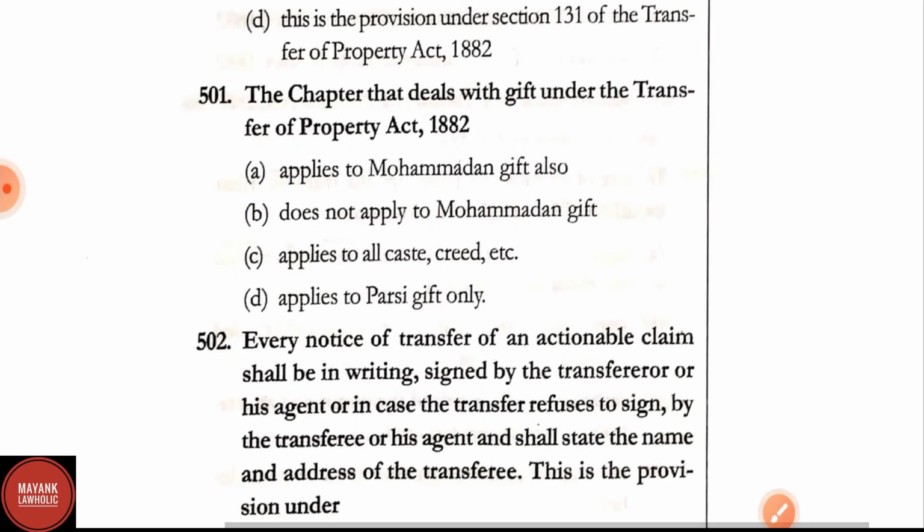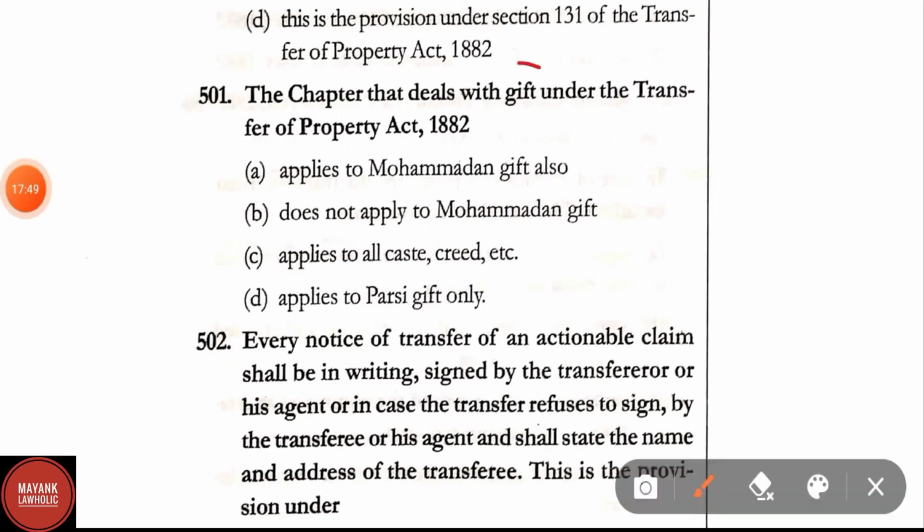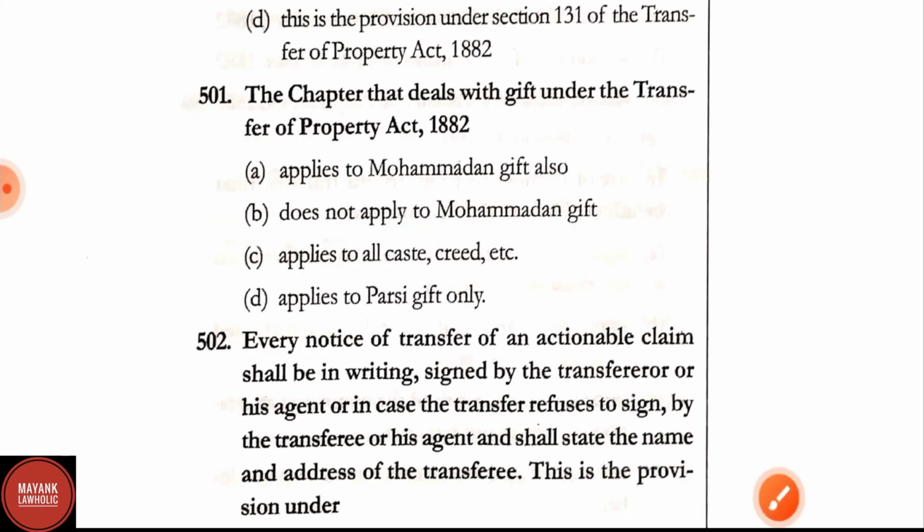Question number 501. This chapter deals with the gift under TPA. Option A applies to Muhammadan gifts also. Option B does not apply to Muhammadan gift, and option C applies to all caste, creed, etc. Option D applies to Parsi gift only. Here the correct answer is option B, does not apply to Muhammadan gift.